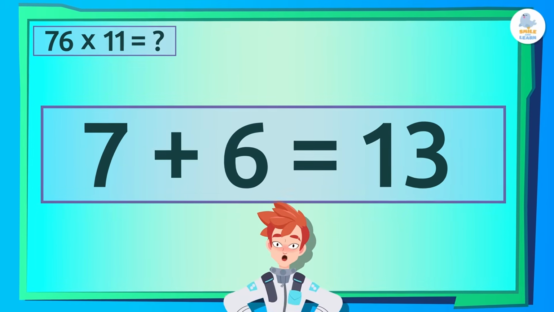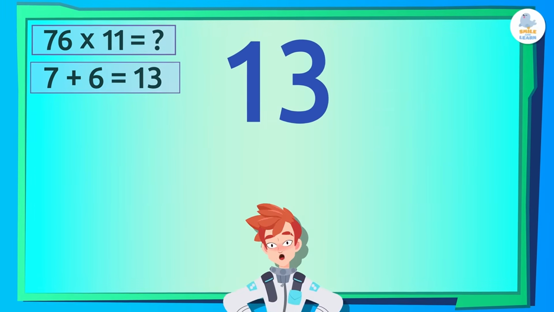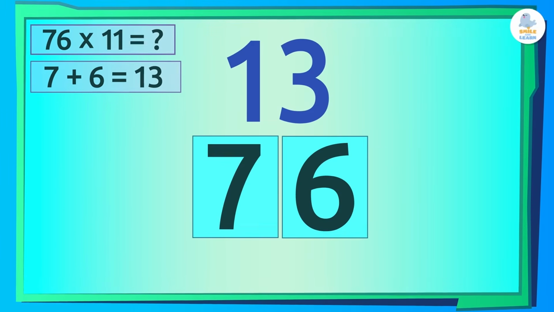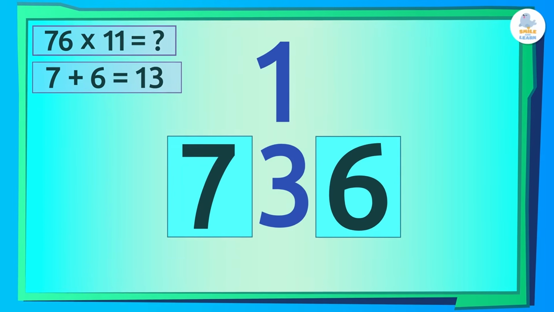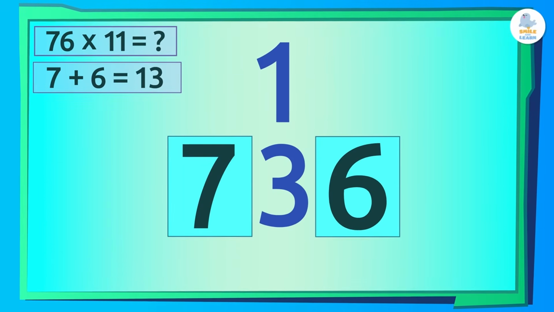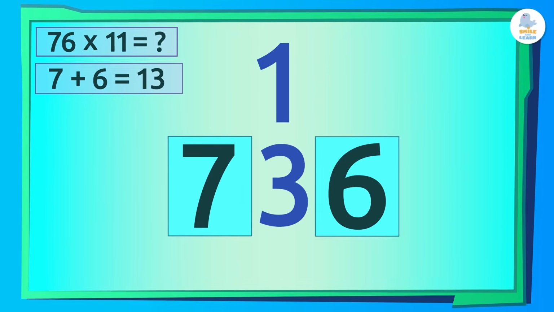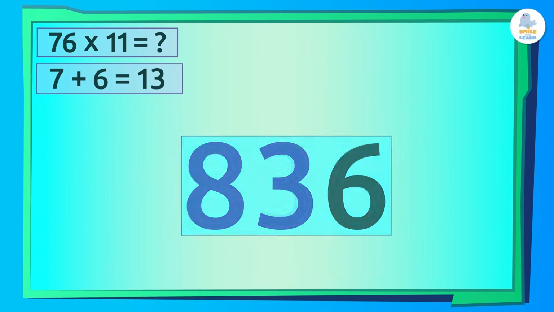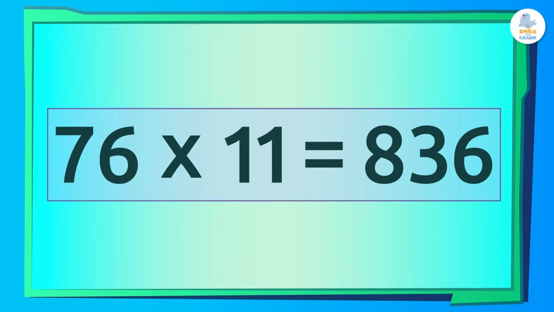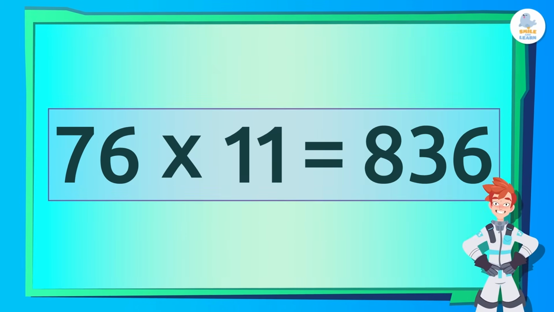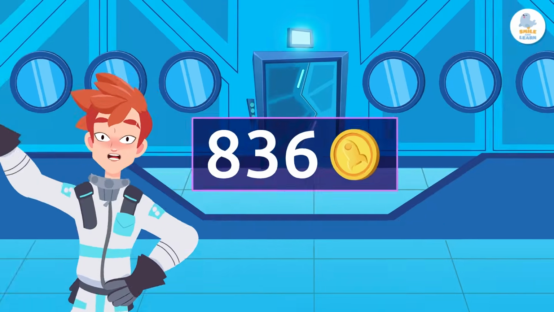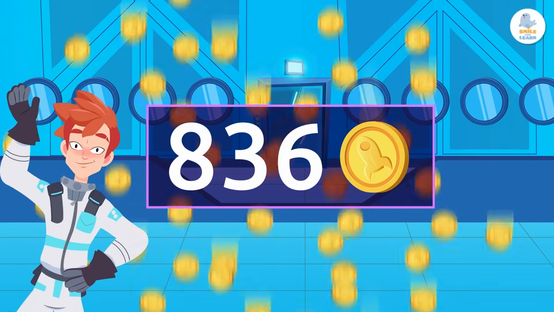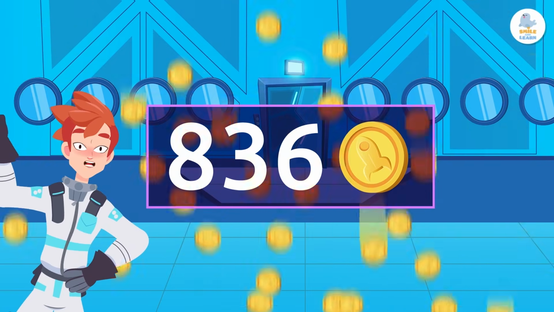But what? 13 has two digits! Where do we put the 13 in this case? We put the 3 in the middle and add the 1 to the first digit. In this case, the 7. So now we know that 76 times 11 is 836. Wow, they're going to be able to buy a great gift with 836 coins.